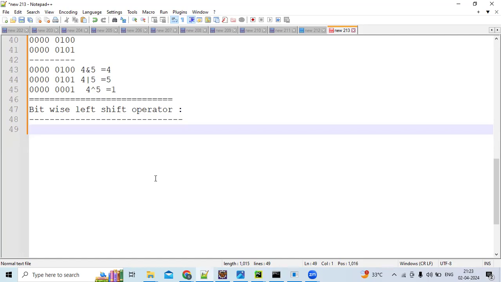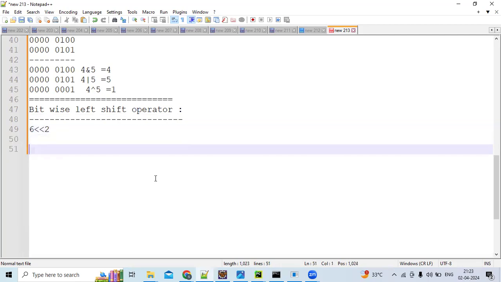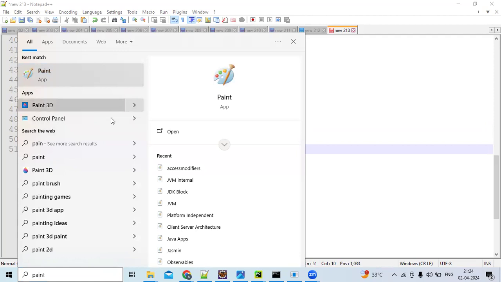Suppose I want to do 6 left shift by 2. So what do we need to see? The name itself says it: 6 left shift by 2 bits. What is the binary representation of 6, guys? It is 0, 0, 0, 0, 0, 1, 1, 0. Am I correct? So now if you want to left shift, suppose let me use paint here, so you can understand more easily.